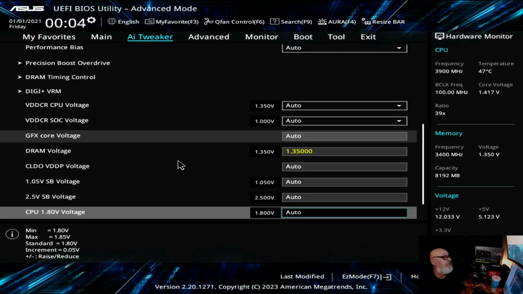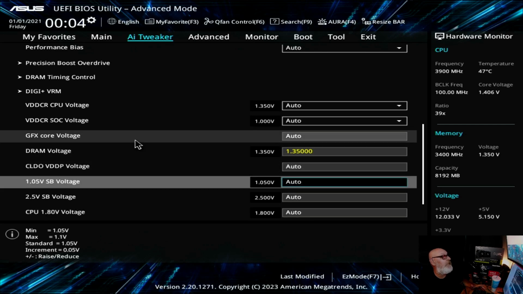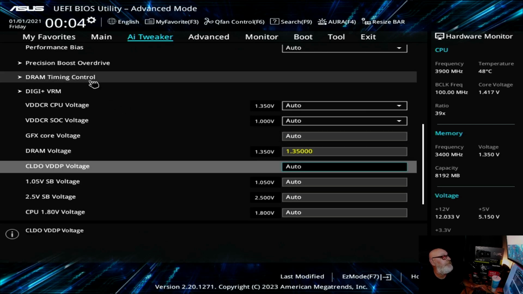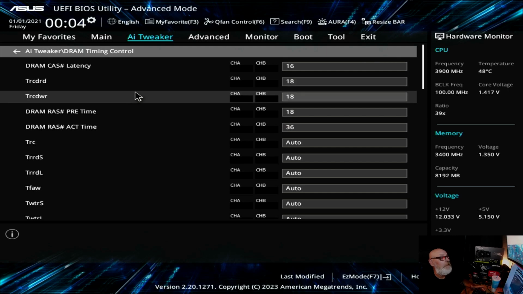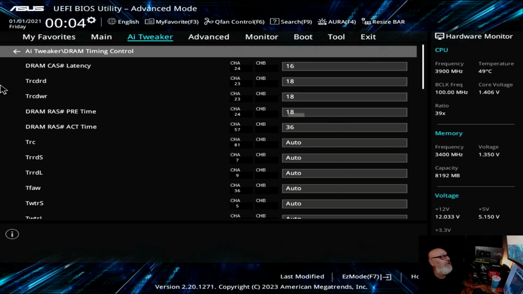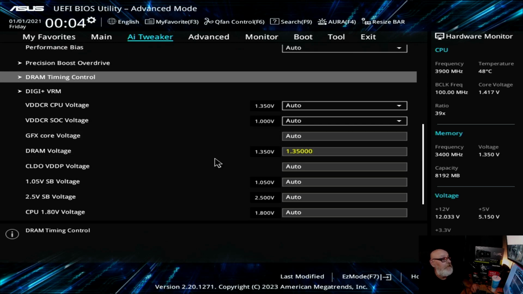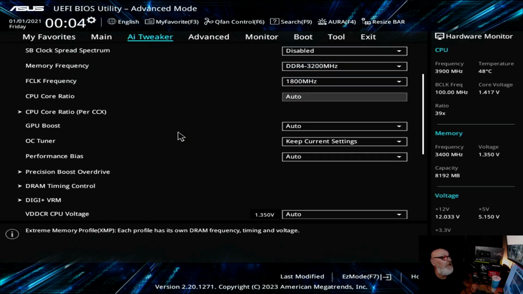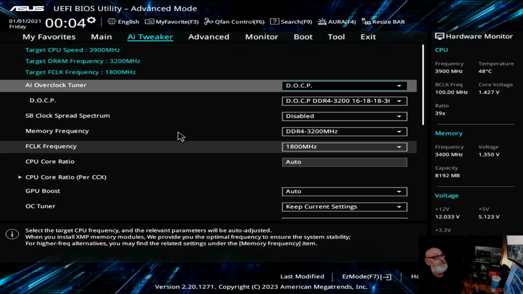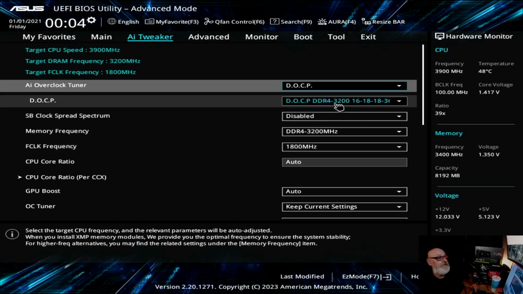And you can also go into your DRAM timing control and make sure it's set here. As you can see, it won't go down to 14 on the CAS latency. So obviously that's about as low as it's going to go for that RAM stick. So that's about as far as you want to go. You don't want to go any further than that. That says at 3200.